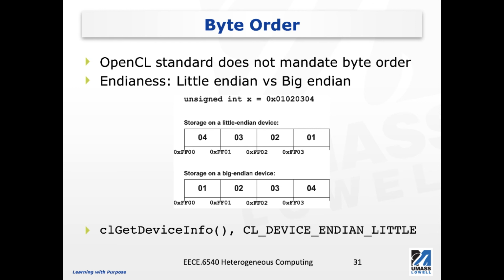Byte order. The OpenCL standard does not mandate the byte order. Byte order simply refers to endianness. Endianness is the way a computer architecture defines how multi-byte variables are going to be stored in memory. We have the option of little endian and big endian.